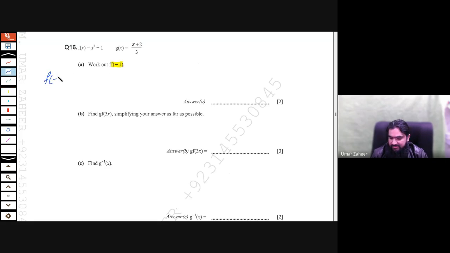So substitute minus 1 at the place of x. So minus 1 squared plus 1. 1 squared is 1. 1 plus 1, 2. Now, the outer f function is still outside.